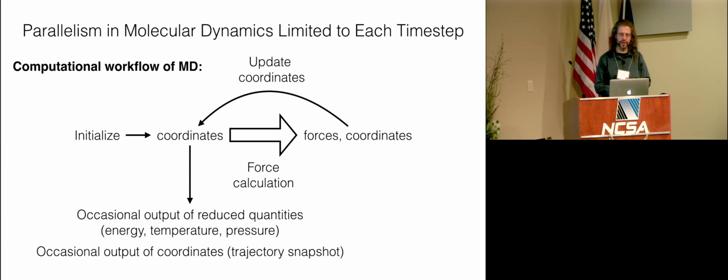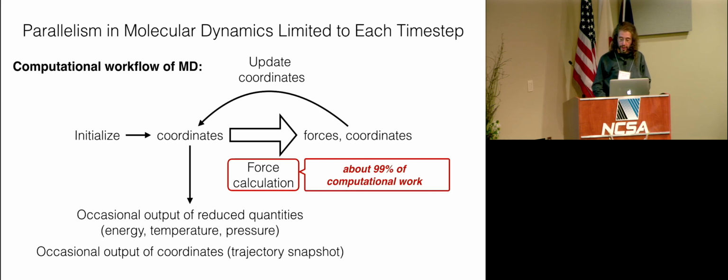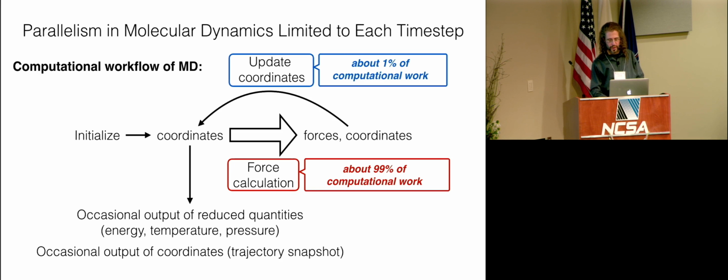So when we're calculating molecular dynamics, the parallelism is limited to each time step. Basically, we take coordinates and we calculate forces, and then we update the coordinates, and we have to calculate these time steps sequentially for billions of steps. And so what we get to really parallelize over is the force calculation, which turns out to be about 99% of the computational work, and then the coordinate updating, which is maybe only about 1% of the computational work.